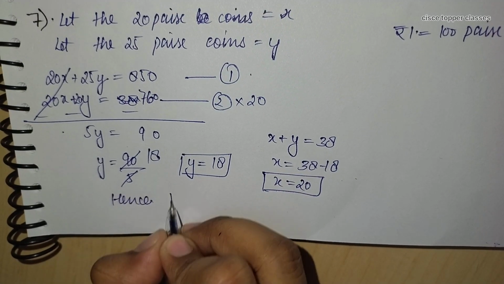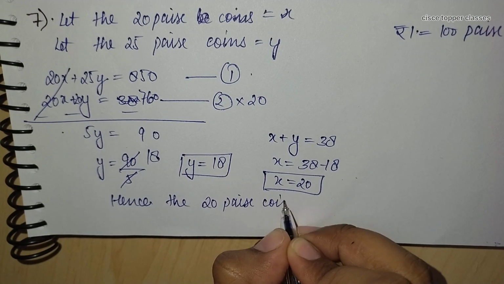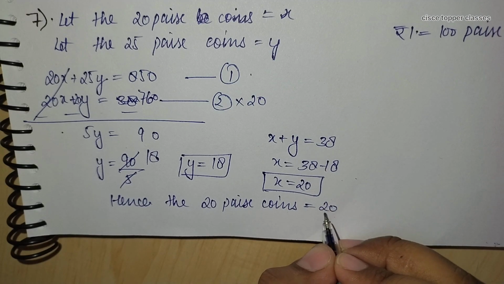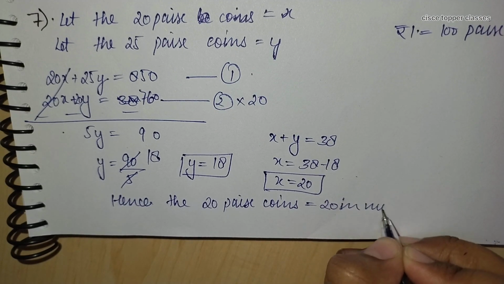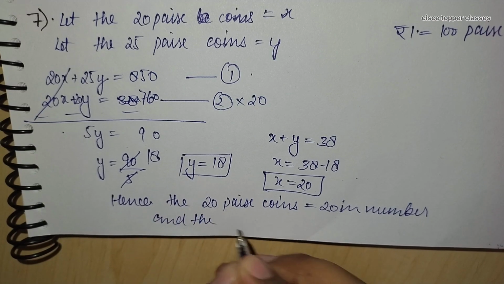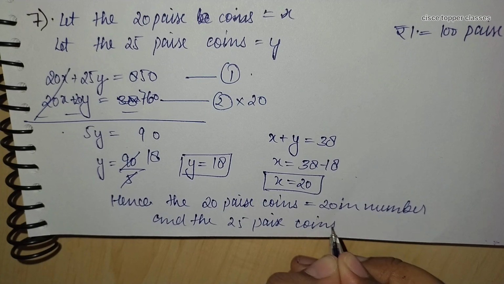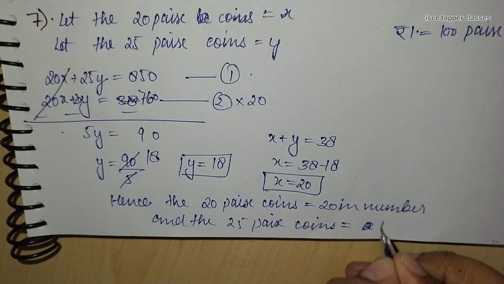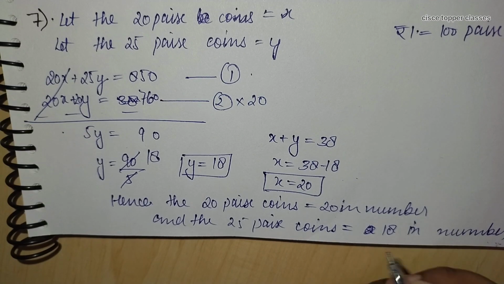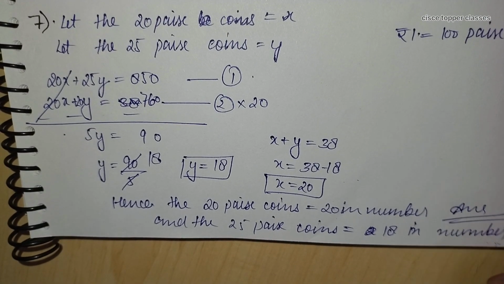Hence, the 20 paise coins are 20 in number, and the 25 paise coins are 18 in number. Now when we add this, we will get 38 as the collection of coins here. So this is the final answer in this question.